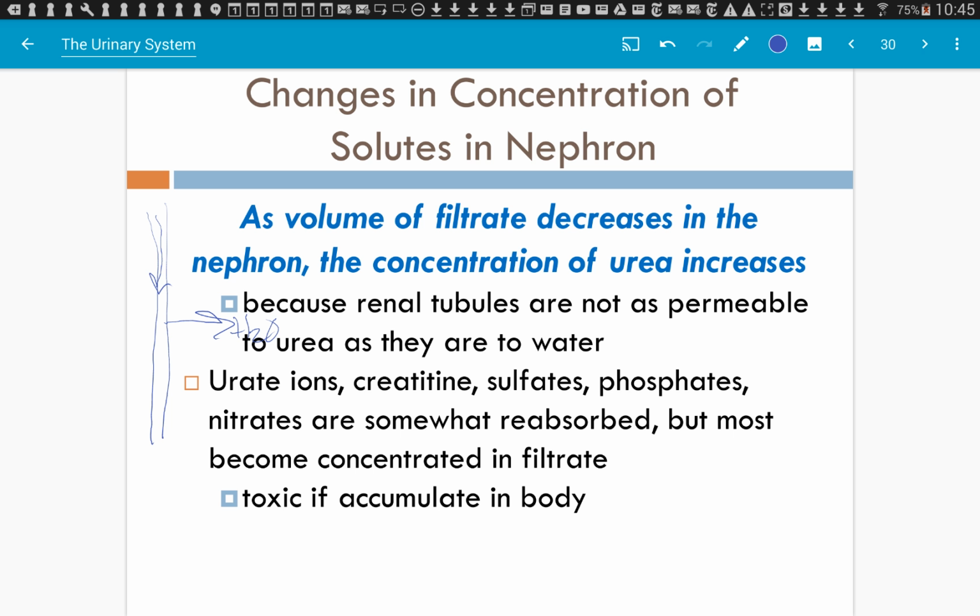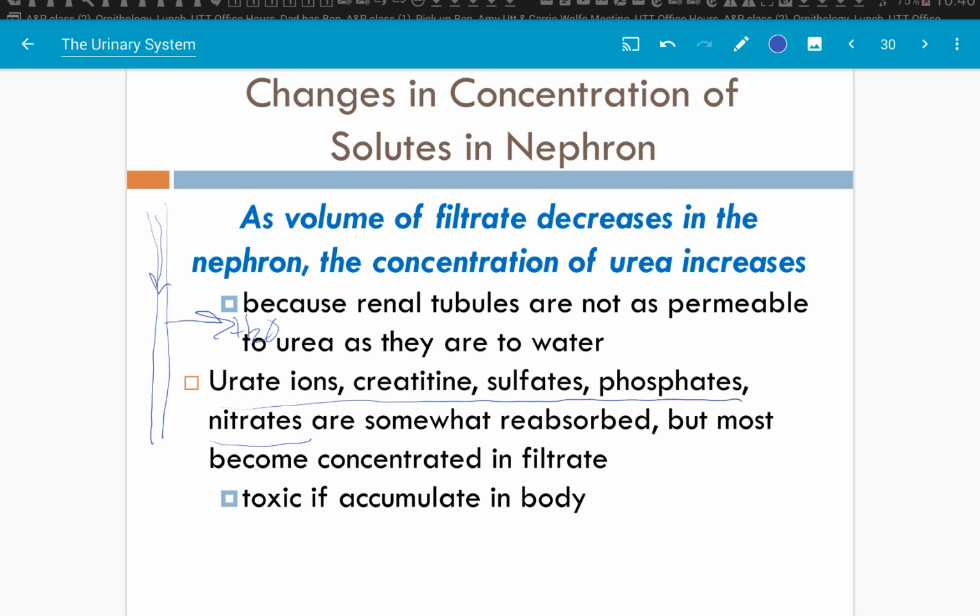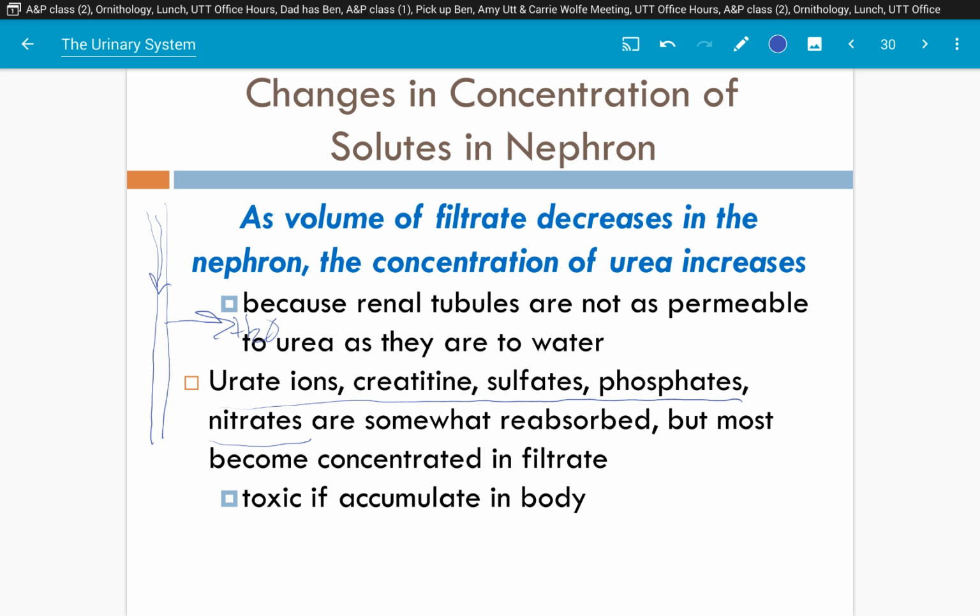in the medulla. Okay, so things that become concentrated in the filtrate and are going to be excreted: urate ions, creatinine, sulfates, phosphates, and nitrates. Some of them are reabsorbed in the medulla to keep the concentration high, but most get sent out. Most are filtered out in the urine because they're toxic to the body.